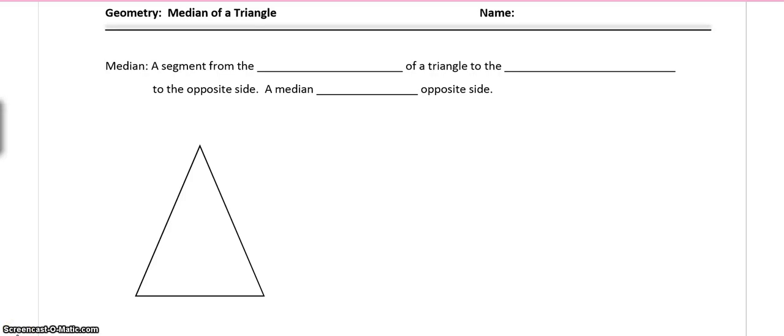Okay, back with you. And now we're talking about the median of a triangle. Now, a median is a segment from the vertex, so any of the three vertices, of a triangle to the middle of the opposite side. So essentially to the midpoint of the opposite segment. And a median always bisects the opposite side. So the median is just a piece of the triangle that really creates a midpoint.